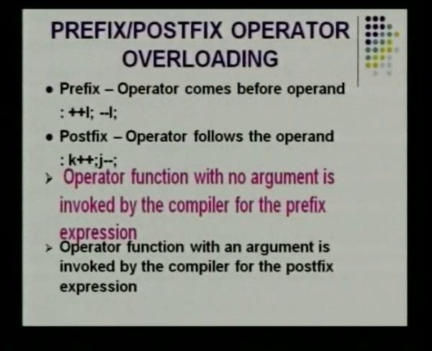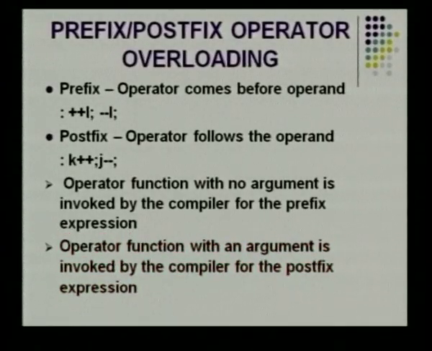That operator function which does not have an argument is taken by the compiler to be the function for a prefix operator, because there has to be some way the compiler should differentiate between a prefix and a postfix function. So, if the operator function is not having an argument, the compiler takes it to be a prefix operator function, and if the operator is having an argument, then the compiler takes it to be a function for the postfix operator. So, we will see using an example program how the two functions are invoked by the compiler.